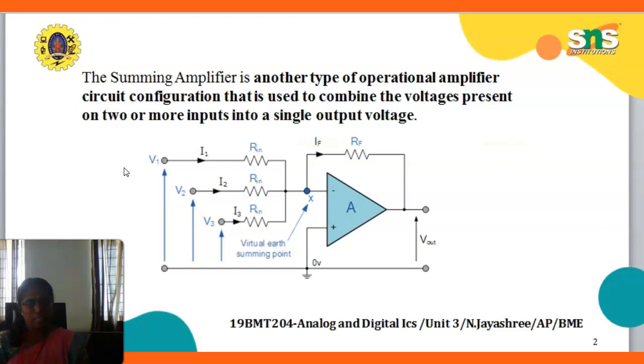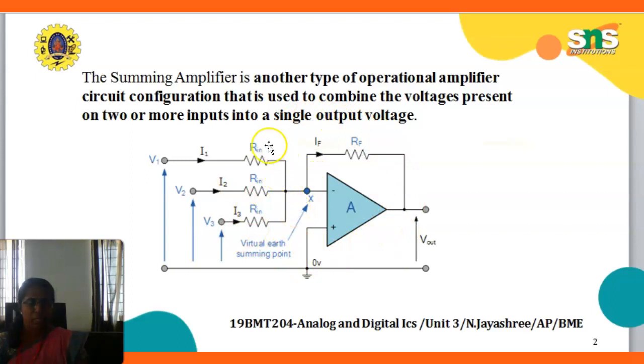These three resistances are connected together to form the inverting terminal, which is connected to the feedback of this circuit. This feedback circuit is connected to the input of this inverting terminal. At last, the non-inverting terminal is connected to ground. This is the summing amplifier, which is another type of operational amplifier.